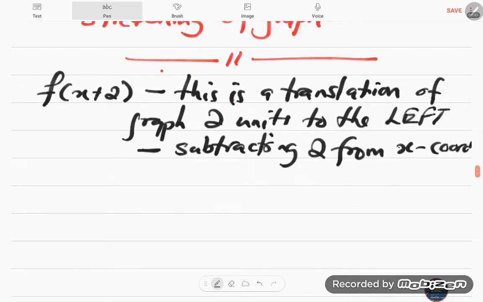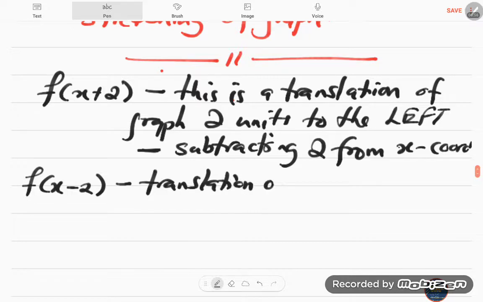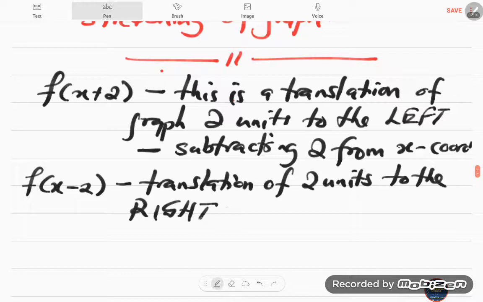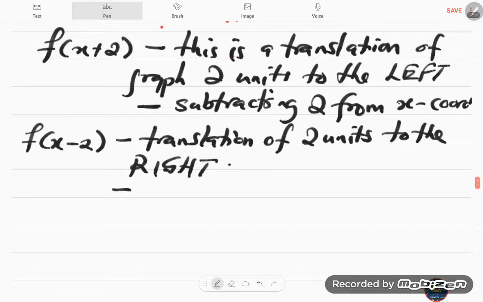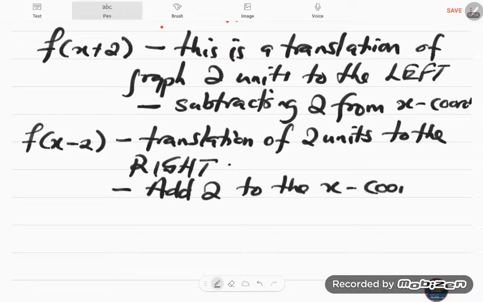Similarly, this one is going to be a translation of 2 units, because it's a subtraction and it's inside the bracket, which means we're going to have an opposite effect. 2 units to the right. And what does that mean? That we add 2 to the x coordinates.